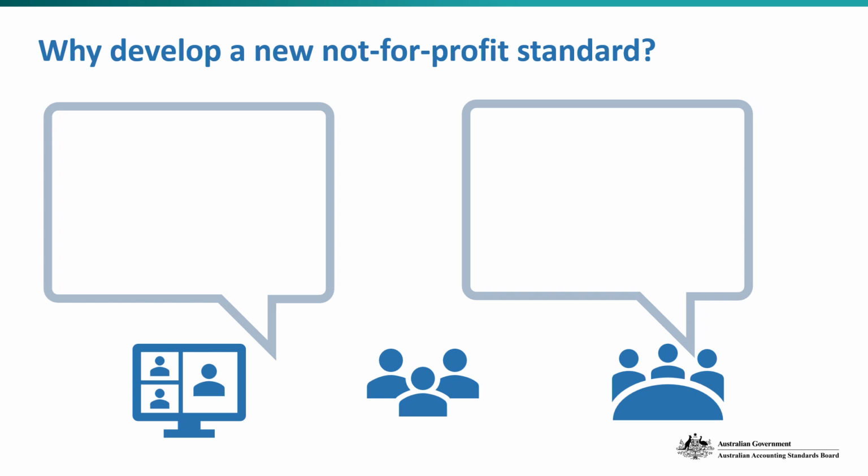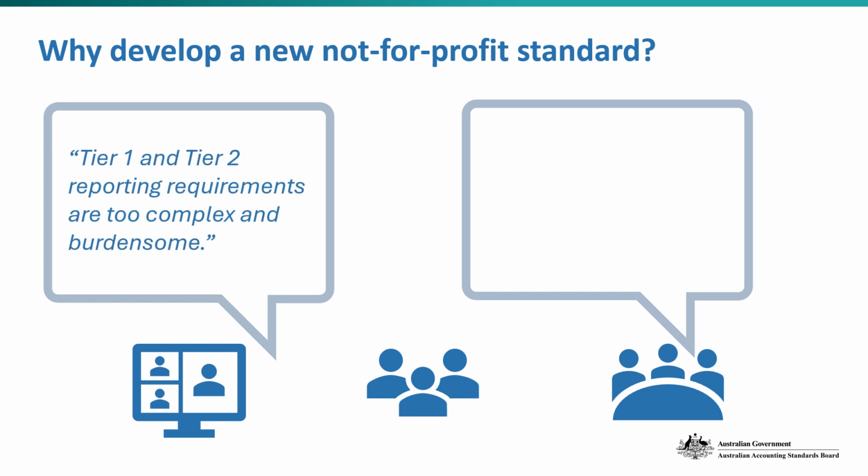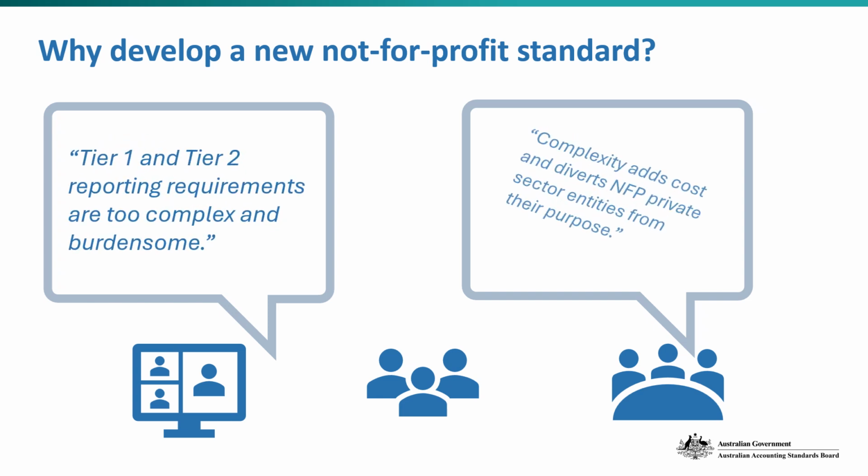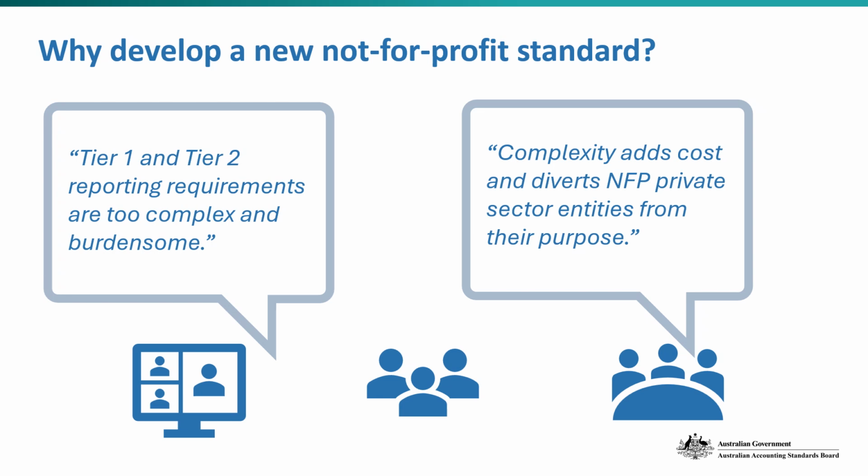The new standard was developed following a sustained period of engagement and multiple rounds of consultation with not-for-profit entities. We heard that many smaller not-for-profit entities found Tier 1 and Tier 2 reporting requirements too complex and burdensome. The AASB responded by developing a standard with a simpler set of requirements that are easier to apply while still providing decision-useful information and supporting transparency and comparability across the sector.